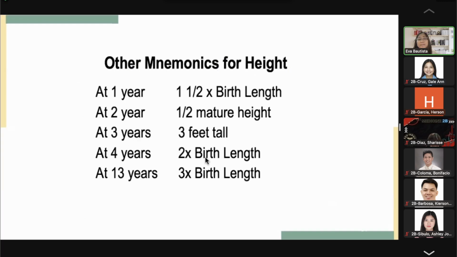You have twice the birth length at 4 years, okay? While twice the birth weight at 4 months, okay? And we have 3 times the birth length at 13 years. So a 13-year-old is expected to be about 150 centimeters, okay, about 5 feet, okay? Based on the birth length of 50 centimeters. So this is another mnemonic. If you are given these specific ages, then you can approximate the height based on the birth length. So this is easy. 3 years, 3 feet tall.